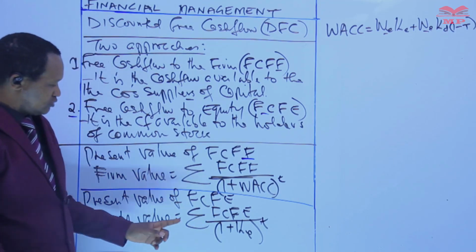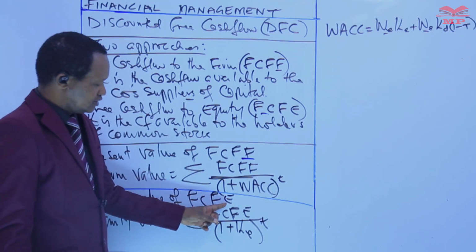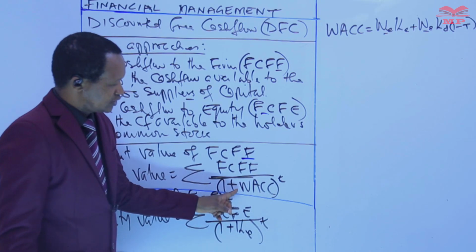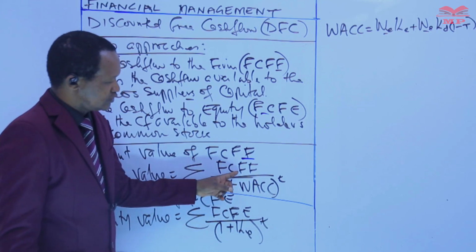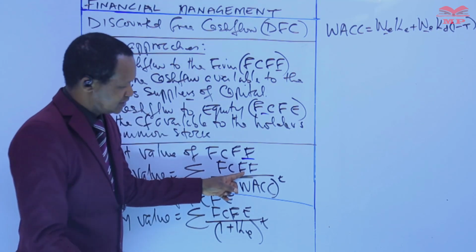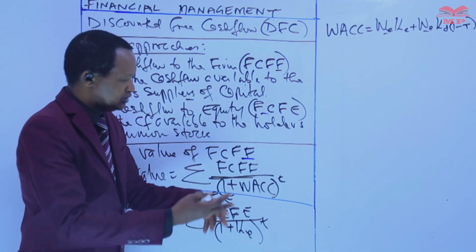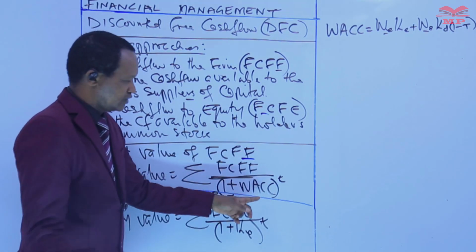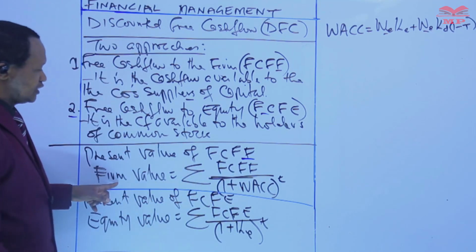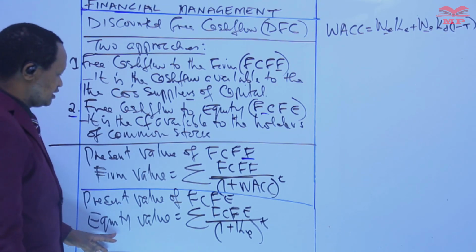So because we are calculating the present value of future cash flow to equity, the discounting rate here is cost of equity. And here, because we are discounting the future cash flows for the firm, for all the suppliers, then we get the weighted average cost of capital for the different sources of capital. So here we have the present value for the firm. Then there is here the equity value.